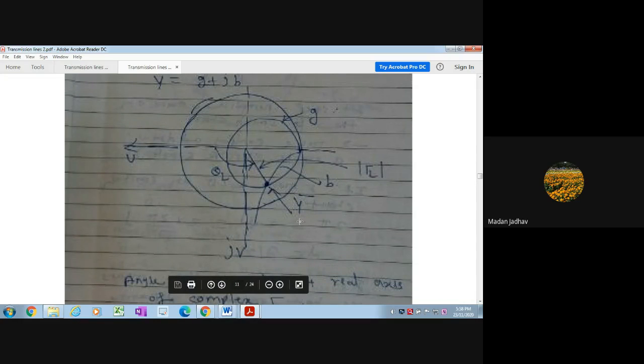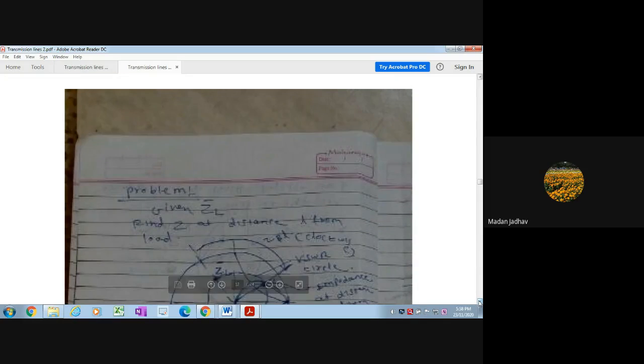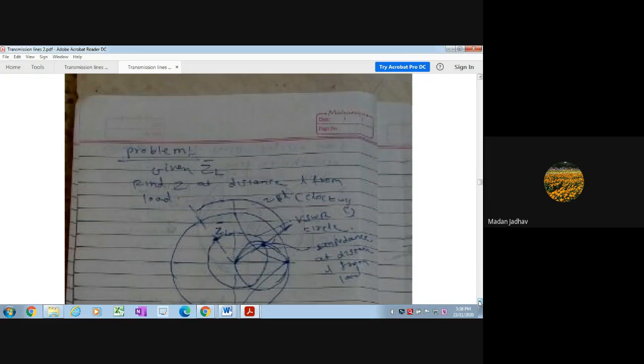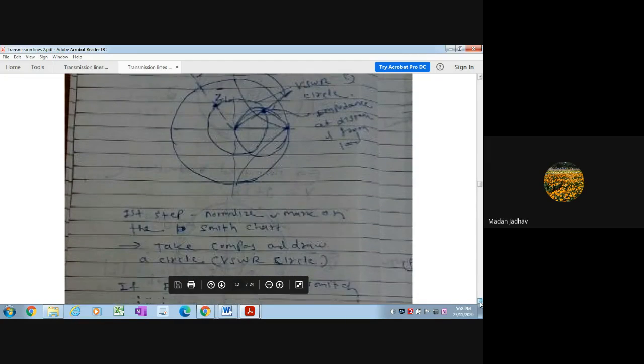Now we will see what the VSWR circle means, and how to draw the VSWR circle. Now we'll see one example: find ZL at distance L. One problem here we will discuss.